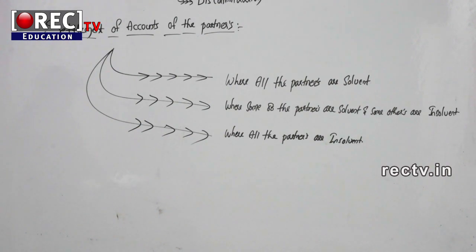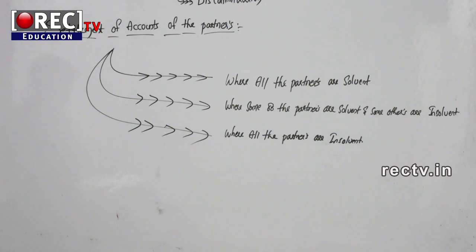Now, what is the accounting treatment in case all the partners are solvent? In this, where all the partners are solvent, any loan taken by the firm has to be paid. It means whatever loan has been taken by the firm, it should be paid to them. That is, partners' loan account debit. So our loan is being discharged.